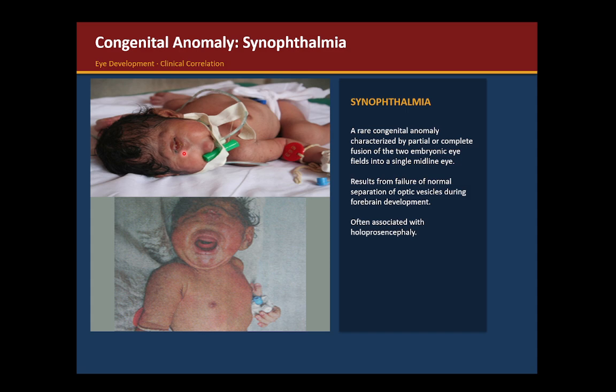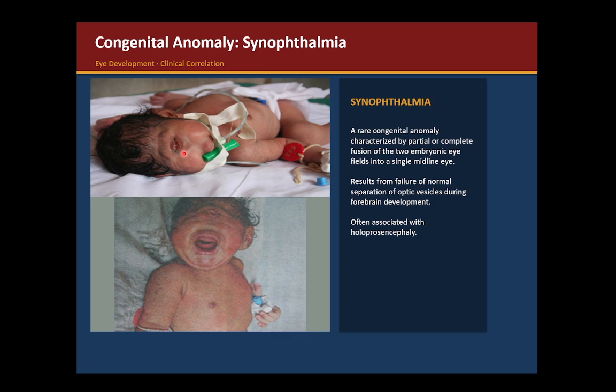So as the optic vesicles are developing, rather than becoming two vesicles, they join together and they do not separate. So you have only one single eye. This is synophthalmia. It results from the failure of normal separation of the optic vesicles during forebrain development.